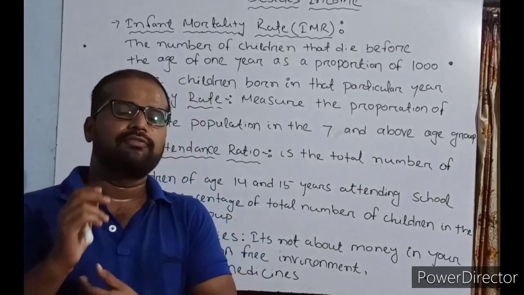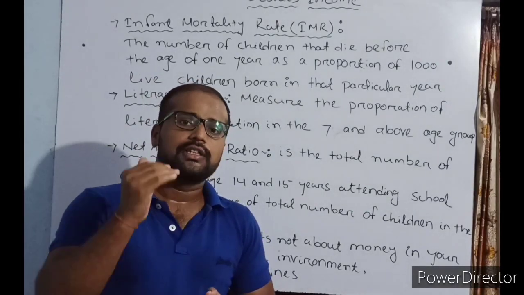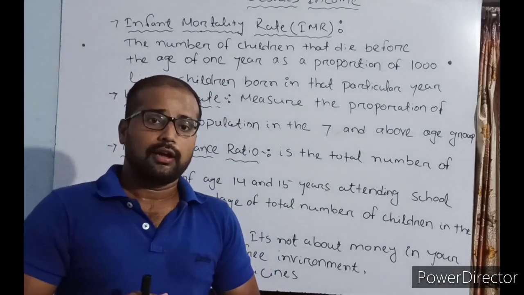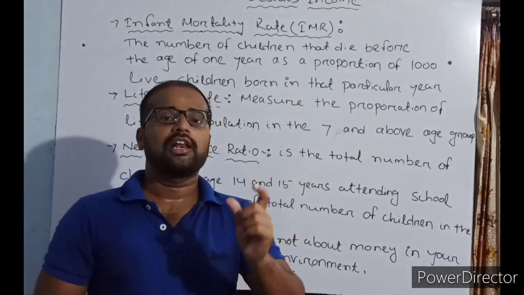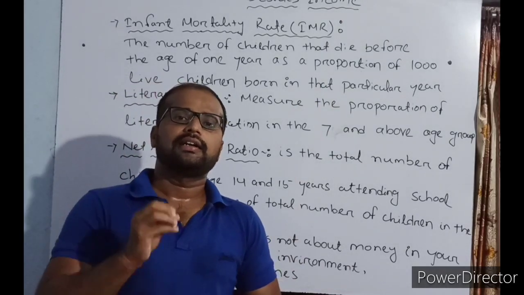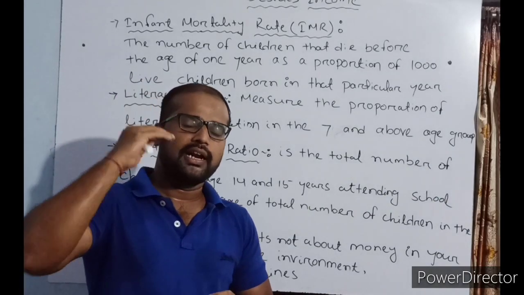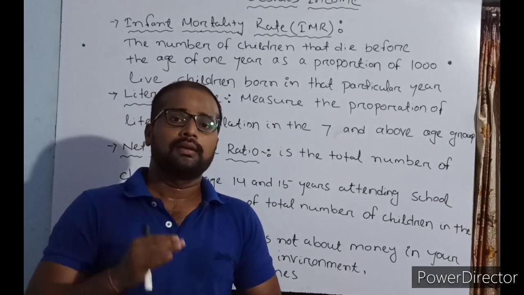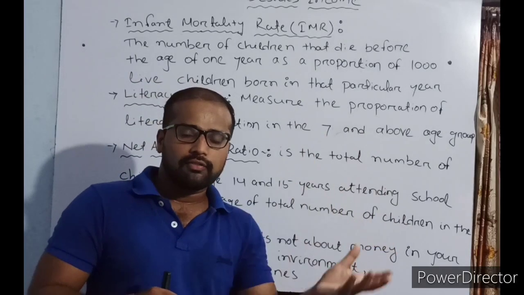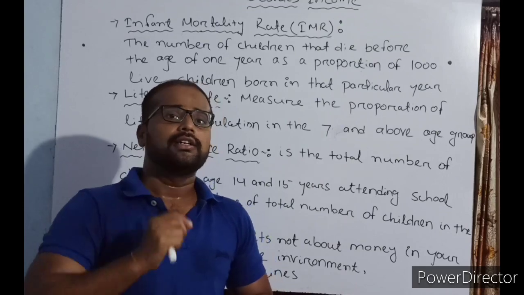As a comparison, the infant mortality rate of India is 30, whereas the infant mortality rate of Japan is only 1.8. And if we compare the infant mortality rate of Japan and USA, the infant mortality rate of USA is 5.8. In terms of per capita income, maybe USA is developed, but in terms of infant mortality rate, Japan is more developed than the USA.